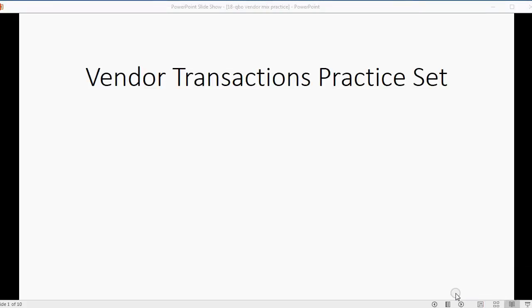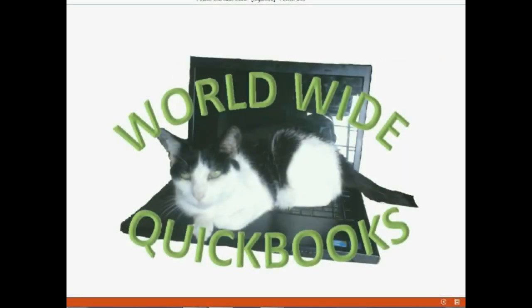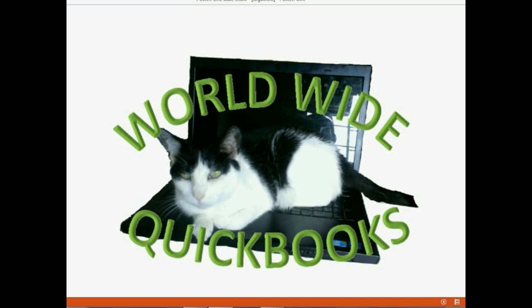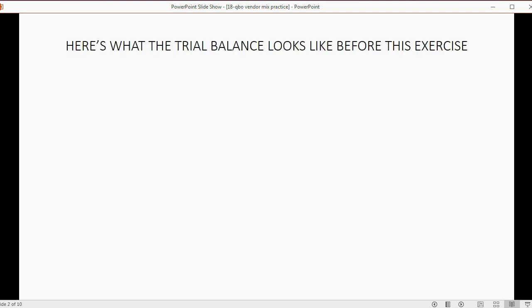And now it's time to practice what we learned in the vendor section of this course. This is a mix of all of the vendor-related transactions. You will practice them and check that your numbers are the same as mine.